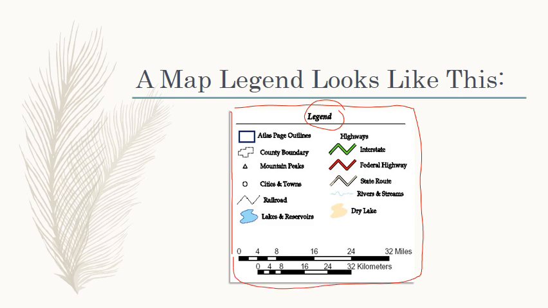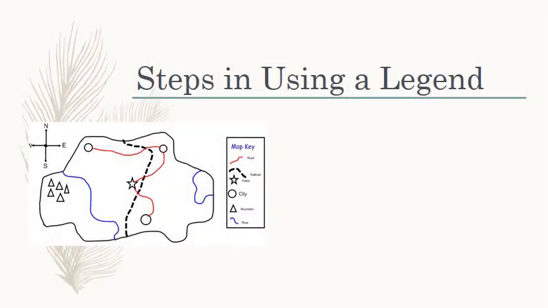Another thing that we can see is that we have symbols on the left, and then we have their meaning or definition to the right of them. This allows us to understand what's on our map and allows us to see where things are located for future reference.